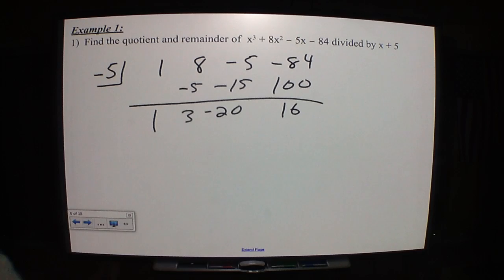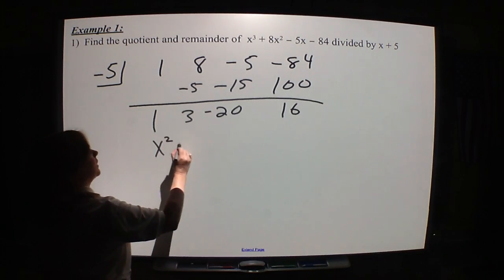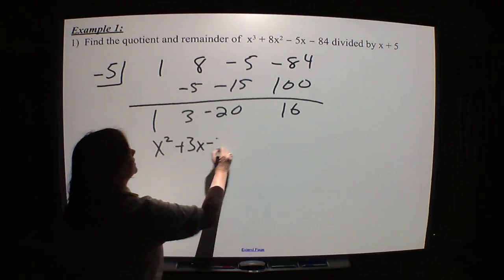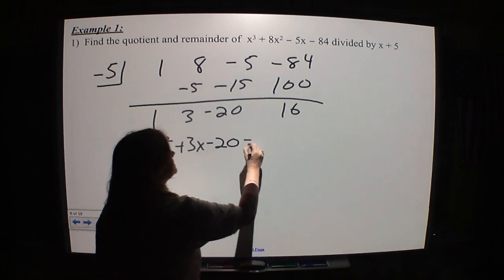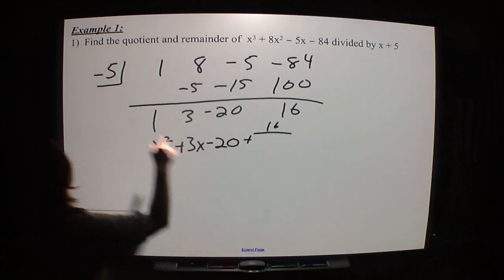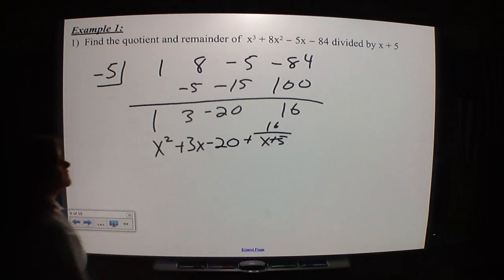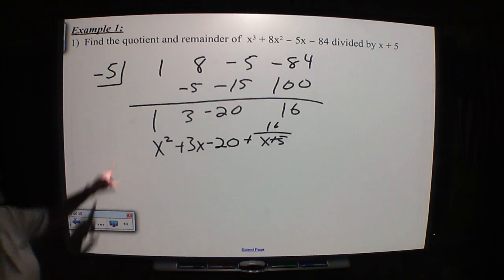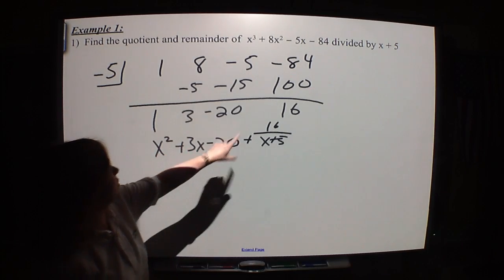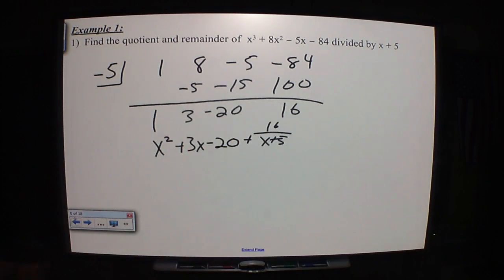So the quotient is now x squared plus 3x minus 20 with a remainder of 16, or plus 16 over my divisor, which is x plus 5. And you're done. So the quotient is x squared plus 3x minus 20, and your remainder is 16.